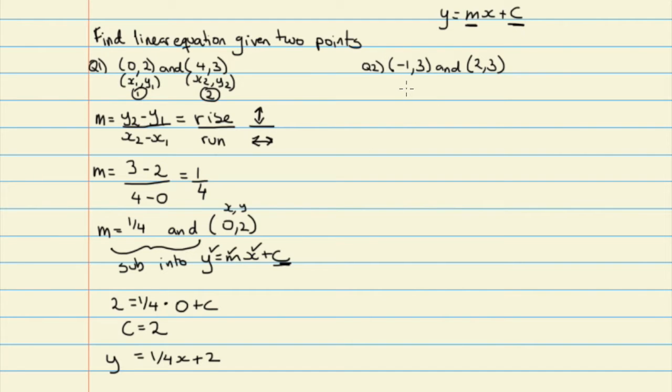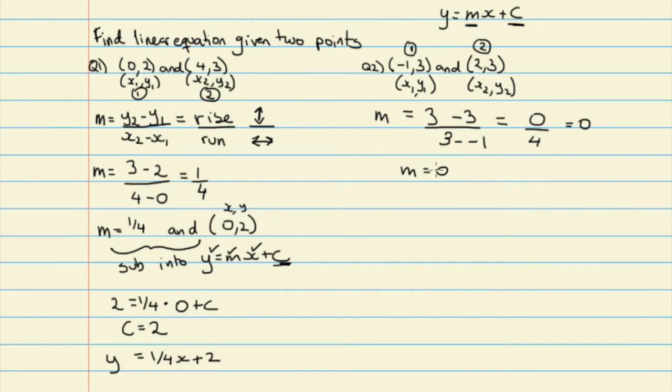For my next one, I can do the same thing again: assign point 1 and point 2, and again it doesn't matter what order I choose those to be. So that will be x2, y2. Substituting in for my gradient, again the same equation, I'll have 3 minus 3 over 3 minus minus 1. Be very careful with those negatives because you can get tripped up on that. So that was 0 over 4, which gives a gradient of 0.